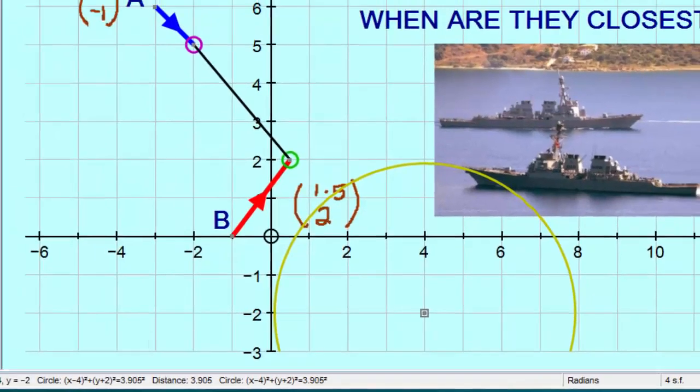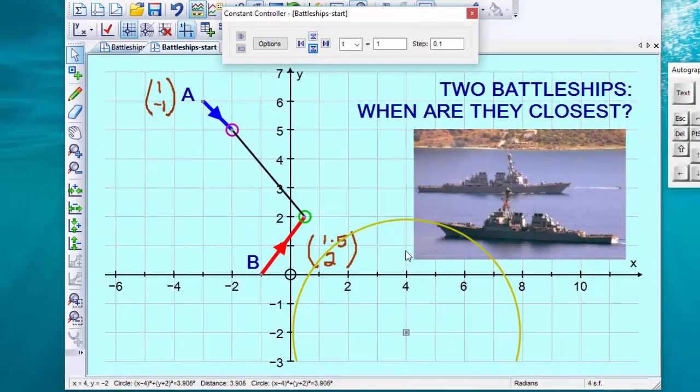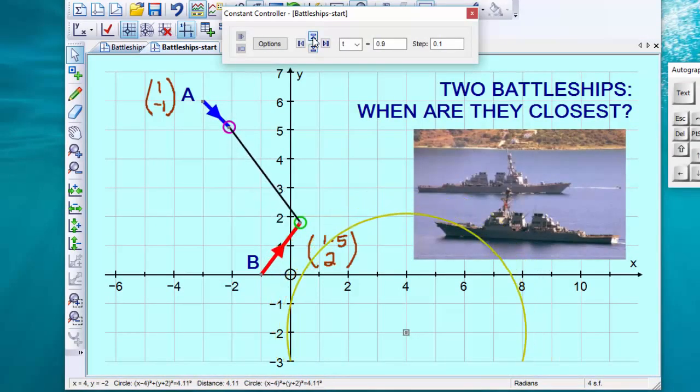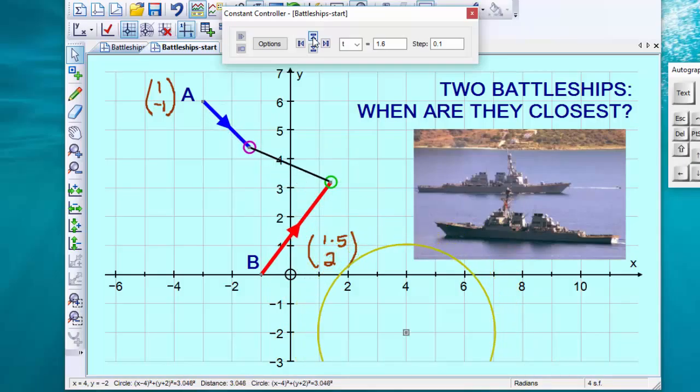So if I play around with time now, it should be fairly clear when they are the closest, because that radius will get the shortest. Let's see about that. What do you reckon? Round about there. So it's not very obvious, but it's sort of round about 1.9 seconds. Maybe we can be a little bit more precise about this.